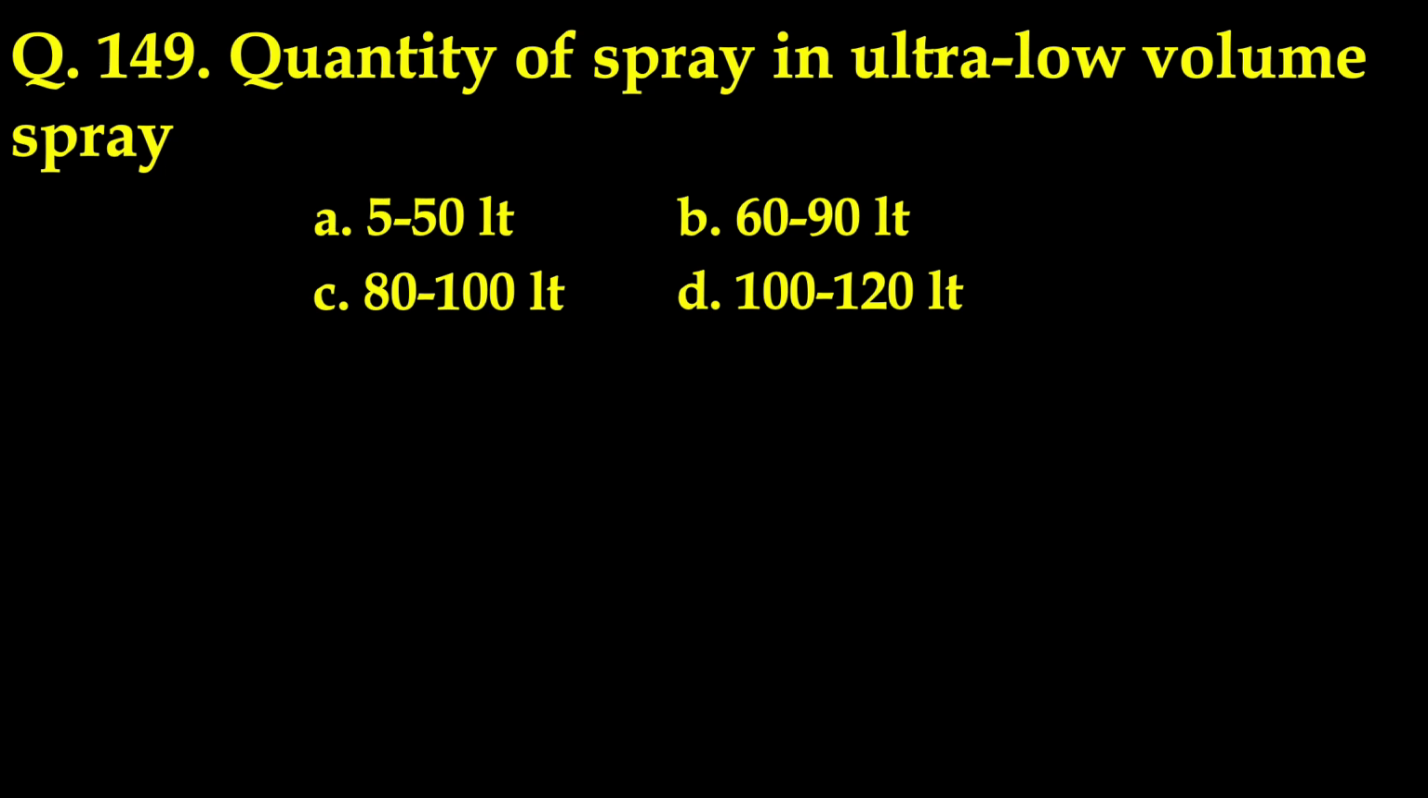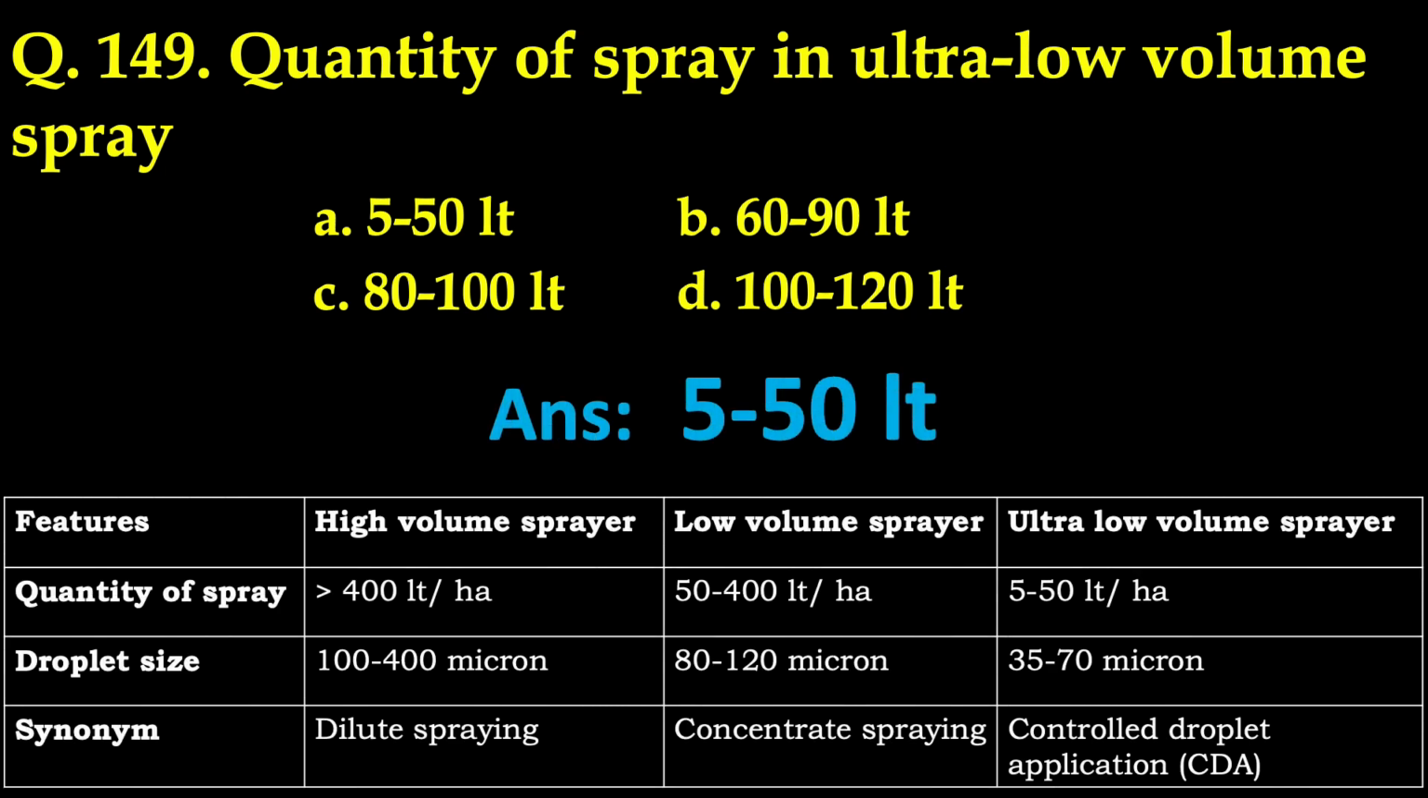This is another question. Quantity of spray in ultra low volume sprayer is, out of the 4 options, the correct answer is 5 to 50 liter. For more details, you please see the table, especially for high volume sprayer, low volume sprayer, ultra low volume sprayer, what is the quantity of spray required, then droplet size as well as synonyms.